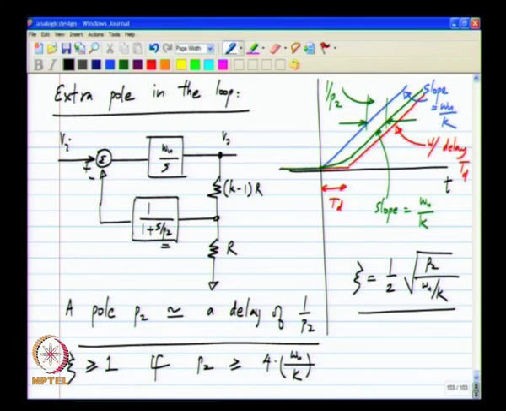So, if the pole is at a very high frequency, the delay is very small and there is no effect on the step response. If the pole comes lower and lower in frequency, then there will be an effect on the step response in that it will start ringing. Okay. And the critically damped case, zeta equal to 1 corresponds to P2 equal to 4 times omega u by k, and you do not want to have a pole that is substantially lower than this in frequency. Okay.